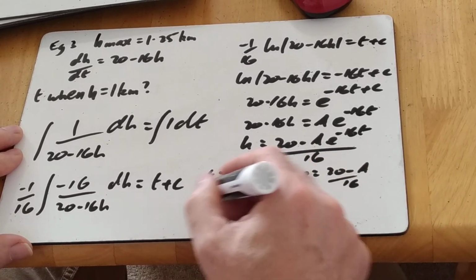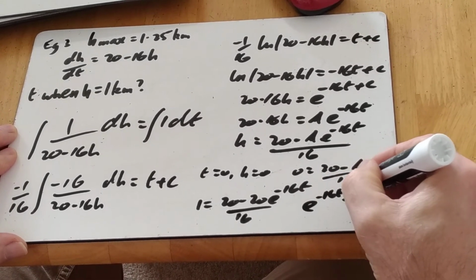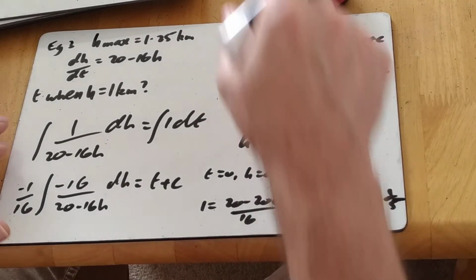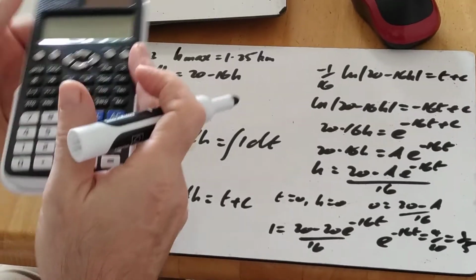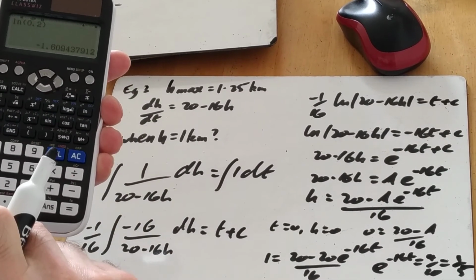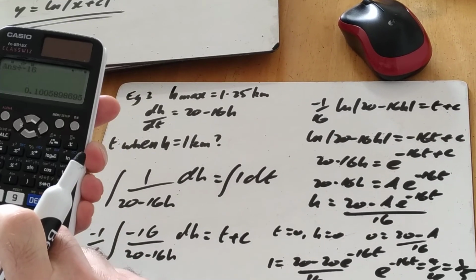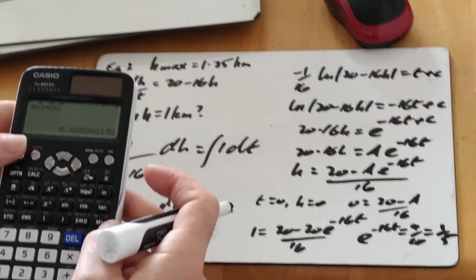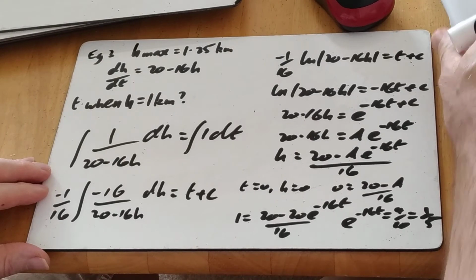Do a quick bit of rearranging. 20 minus 16 is 4. e to the minus 16t equals 4 over 20, which is a fifth. And then get my calculator and get ln of a fifth equals that, and then divide by minus 16 equals that in hours, so it doesn't take that long, and then times by 60 to get just over 6 minutes is my answer there. So t is about 6 minutes to the nearest minute.